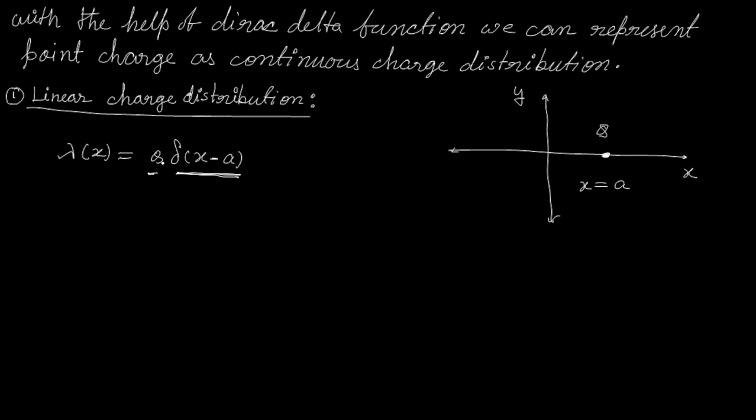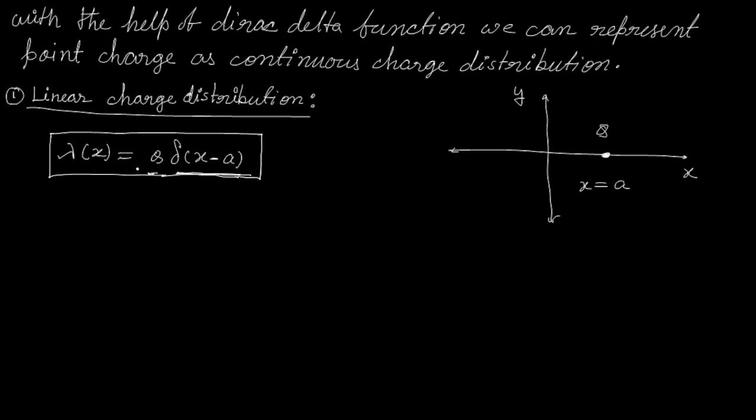So how will we read this? Charge per length, coulomb per meter. That will give you charge per unit length, that is linear charge distribution. So when we represent this point charge in this way, q times the Dirac delta function, that will give us a linear charge distribution. So in this way, we can represent a point charge as a linear charge distribution.